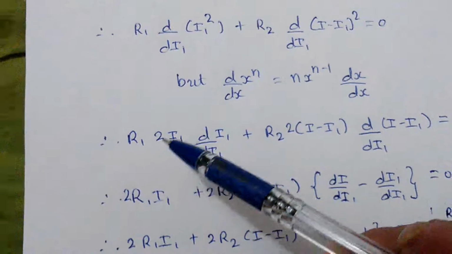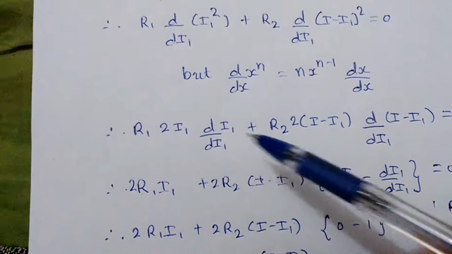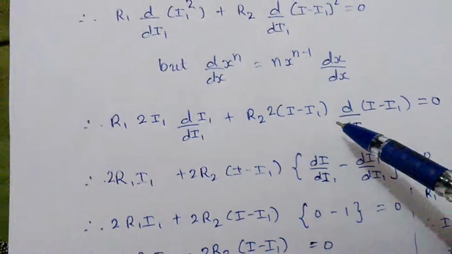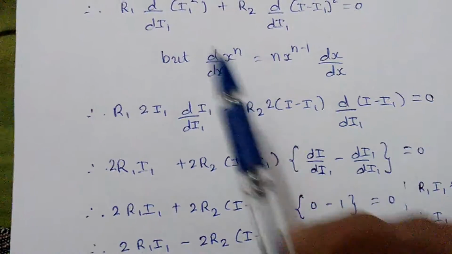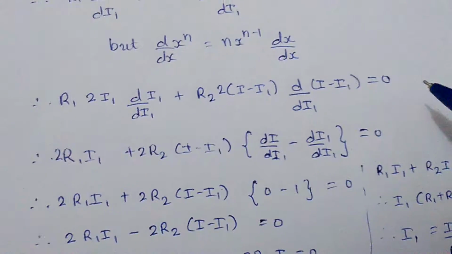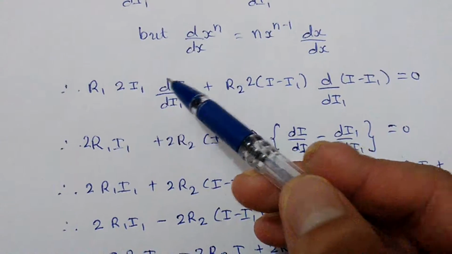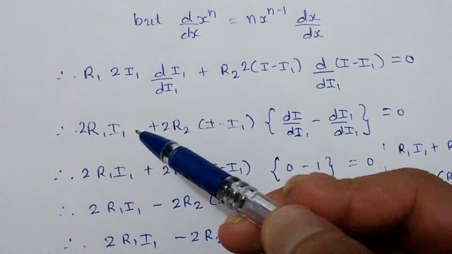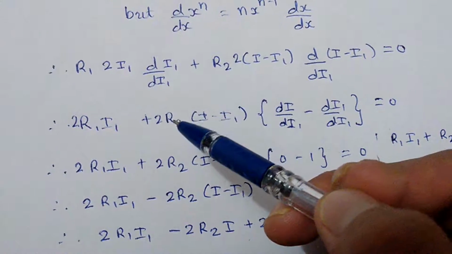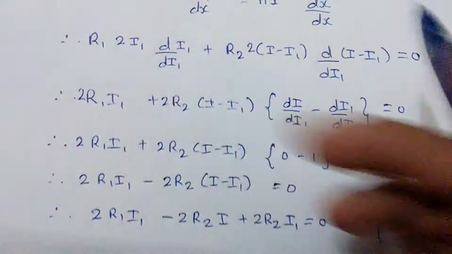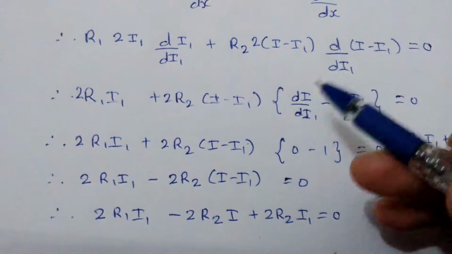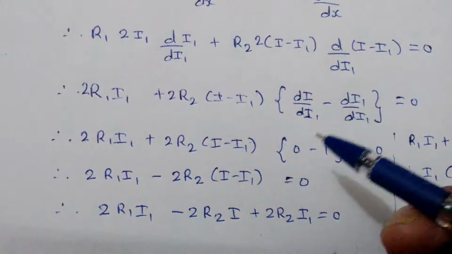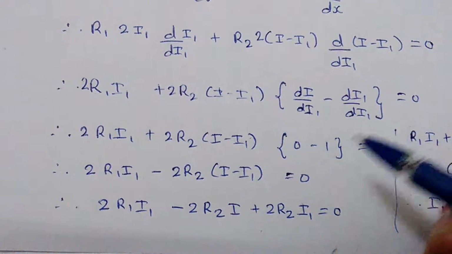I1 squared is there, that's why it is going to be 2 I1 d by dI of I1, plus R2. Here it is (I minus I1) whole squared, that's why 2 times (I minus I1) multiplied by d by dI1 of (I minus I1), and that is equal to 0. d by dI1 of I1 is going to be 1, that's why that equation will be 2R1 I1 plus 2R2 (I minus I1), and then differentiation of I, so d by dI1 of I minus dI1 by dI1. d by dI1 of I is equal to 0 and dI1 by dI1 is 1.